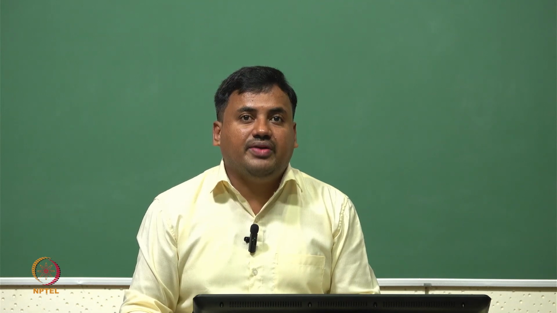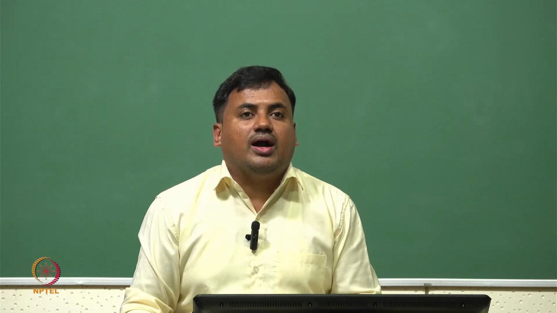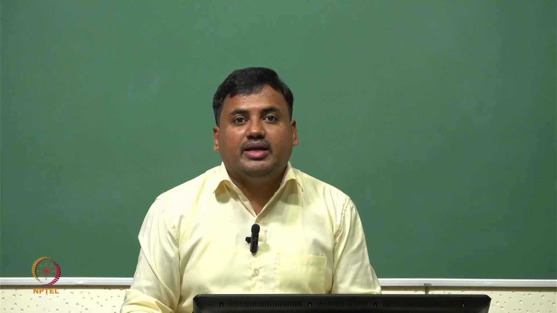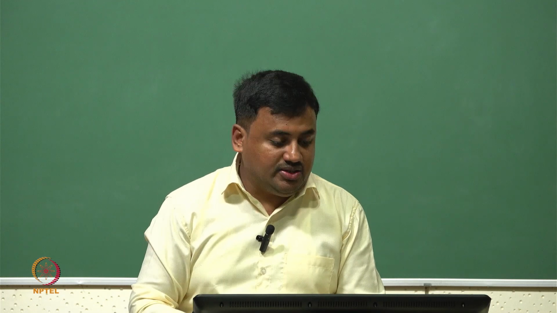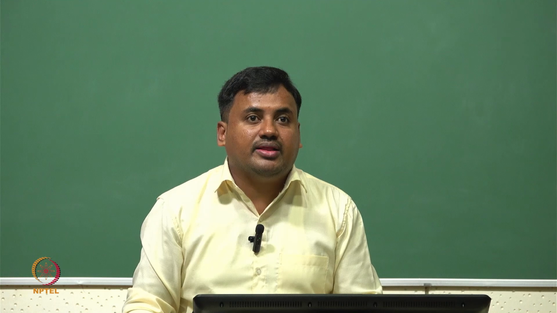Data visualization is a field that encompasses a wide variety of formats and types of images. All information visuals can be divided into four distinct categories, which fall within a 2 by 2 grid. As shown in the image, conceptual and declarative idea illustration is one type of data visualization. These types of visualizations commonly use visual metaphors to illustrate complex ideas and relationships.